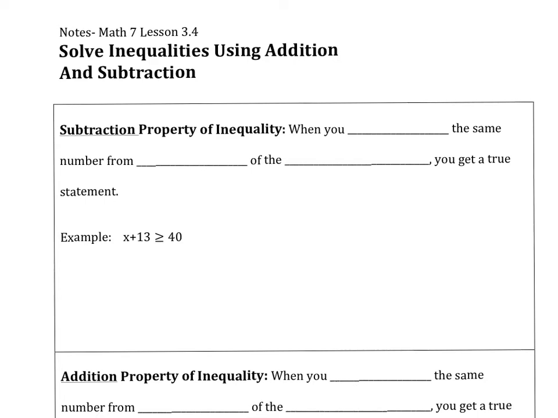Math 7, Lesson 3.4, solve inequalities using addition and subtraction. The subtraction property of inequality: when you subtract the same number from both sides of the inequality, then your statement is going to be true.